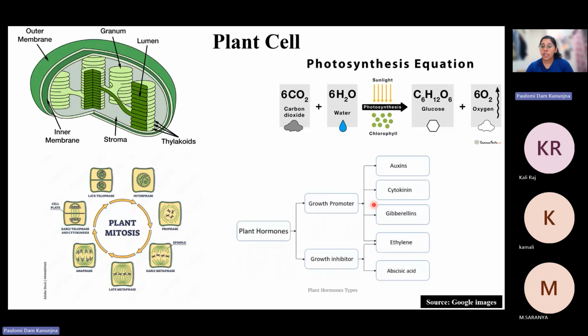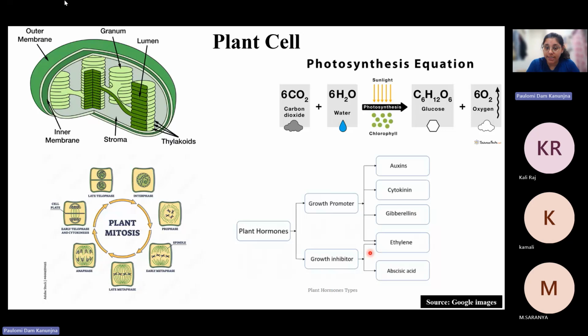For example, here the hormones can be of two types. One, promoting the growth of the plant cells, the other inhibiting the growth of the plant cells. The first ones which promote are auxin, cytokinin, and gibberellins, and the inhibitors are ethylene and abscisic acid, and they have their very specific roles to play in plant metabolism and physiology.